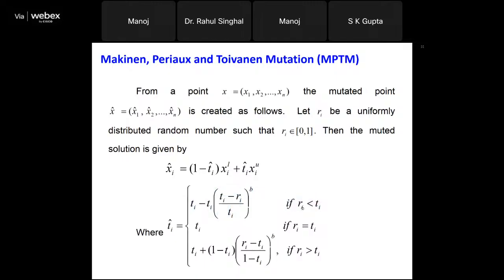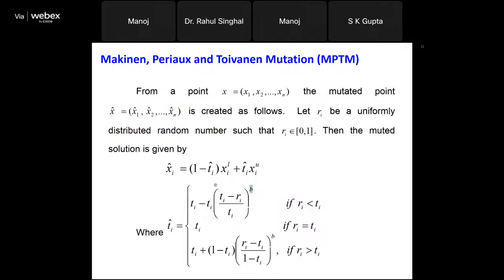They actually follow this particular formula. And if you see, it says that you generate a number ri and then see whether ri is less than or equal to ti or not, right? ri is a number between 0 and 1. And ti again is also a number between 0 and 1. And you apply this towards the left side or towards the right side, or you do not do anything. It is just equal to ti, depending upon what you are getting. And again, it has another tunable parameter b, right?